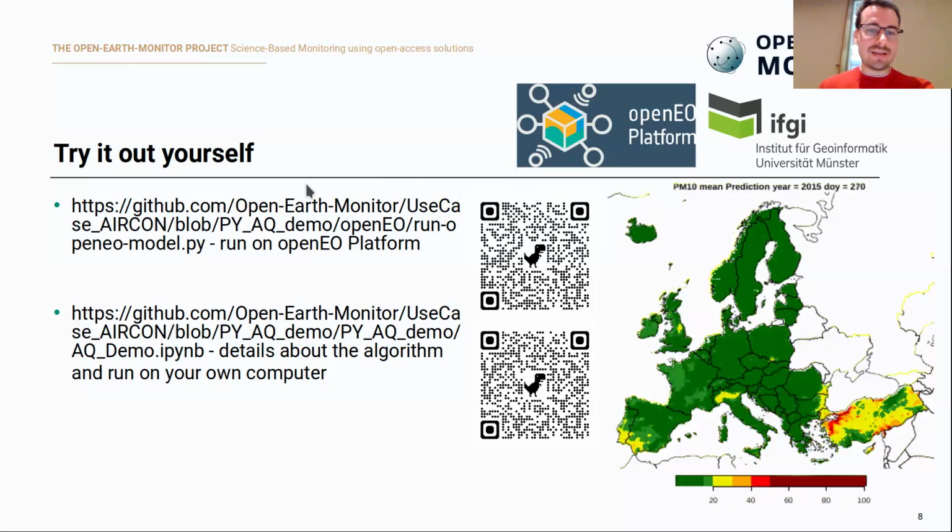So in the first case, you can see how to run it on openEO platform. And you can also check out more details about the algorithm itself, and you can run it in Python or also in R. And here there's a Jupyter notebook that you can take a look at and try out for yourself. So that was the second use case.